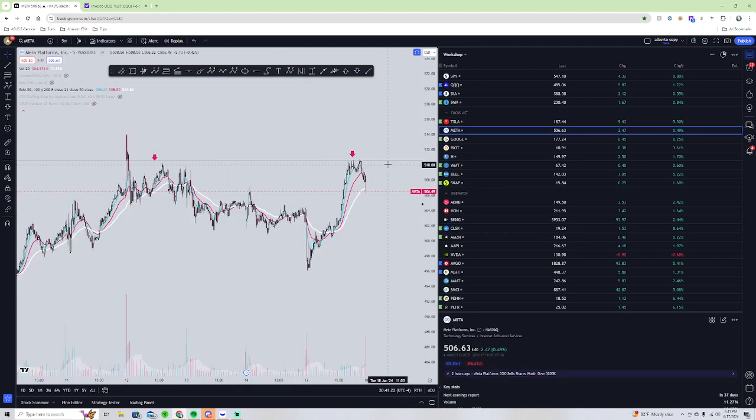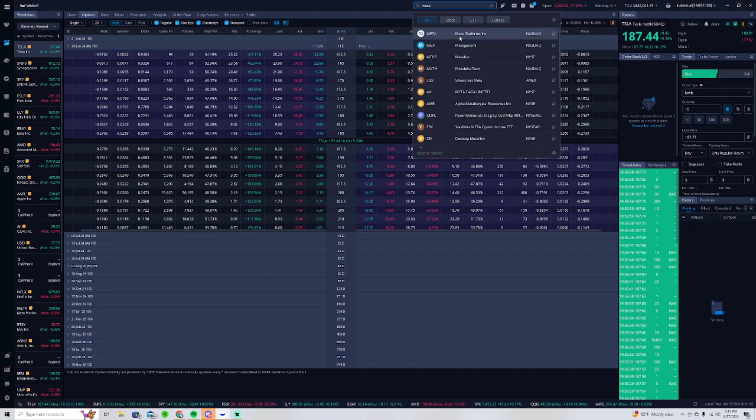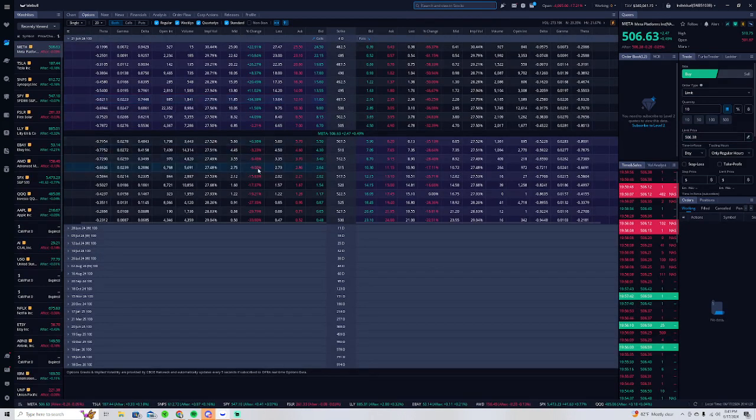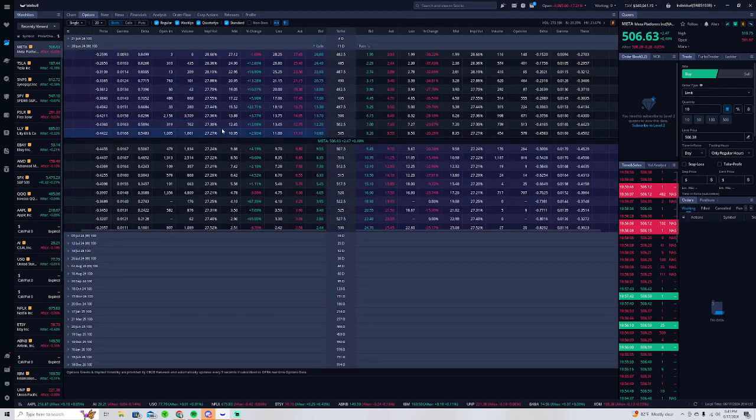So now, very simple, I'm just going to be looking at the options, right? I'd do the same thing that I just did on Tesla. I'm looking at the options. Again, probably going to be looking at next week's, maybe the week after that, just depending on how much time I think the trade needs. And then I'm looking at the options. So super low IV for Meta, which is good.